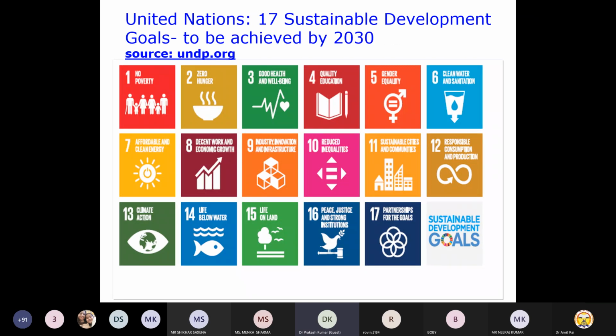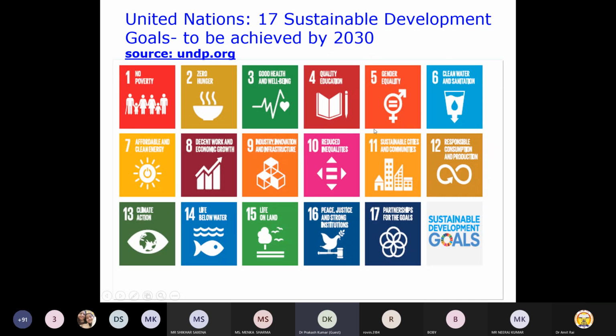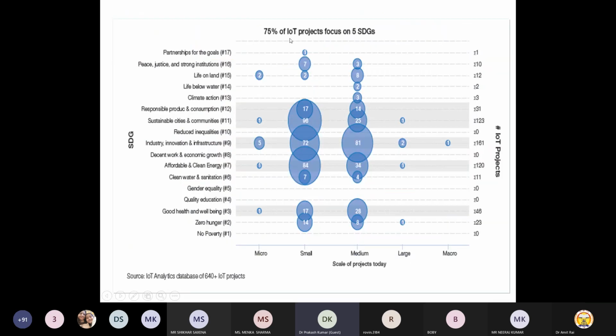Am I wrong? No. The same data has been put up by the IoT Analytics database of 640-plus IoT projects. Of course, lots and lots of data will get generated, as I showed you in the previous slides. 75% of IoT projects focus on five of these Sustainable Development Goals. Means IoT, and you can imagine these are the summation of the IoT projects, how much data will get generated.